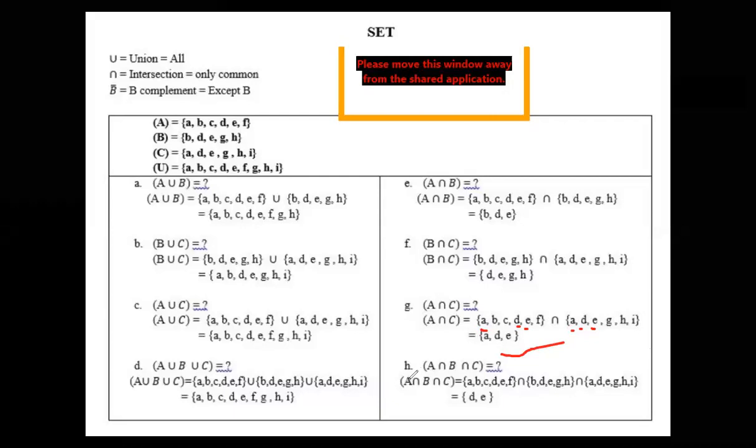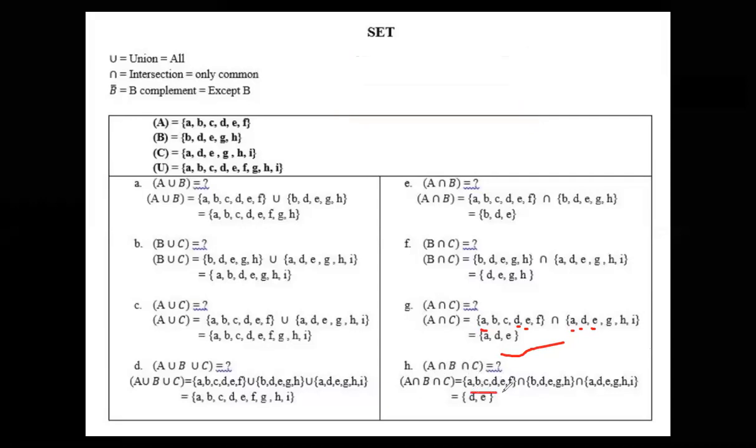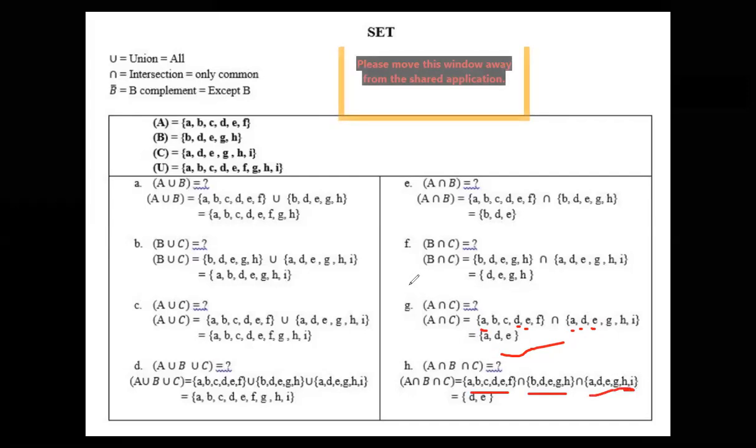Okay, so let me go to question number H: A intersection B intersection C. In case of intersection, what do you do? Just put the values first of all. This is the value of A, this is the value of B, this is the value of C. We have got the answers from here.